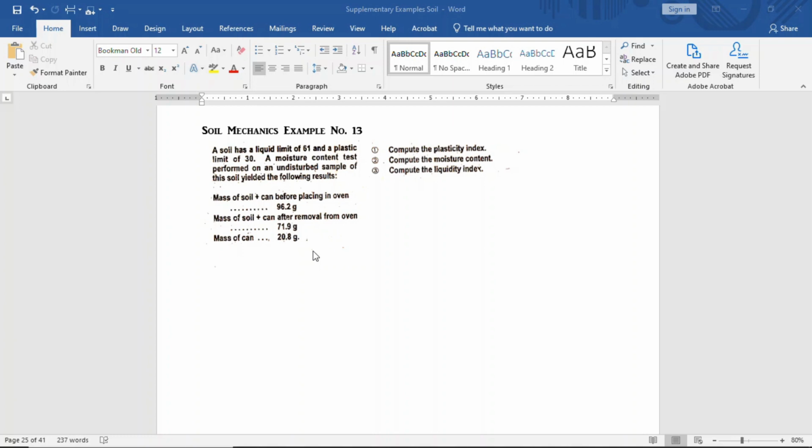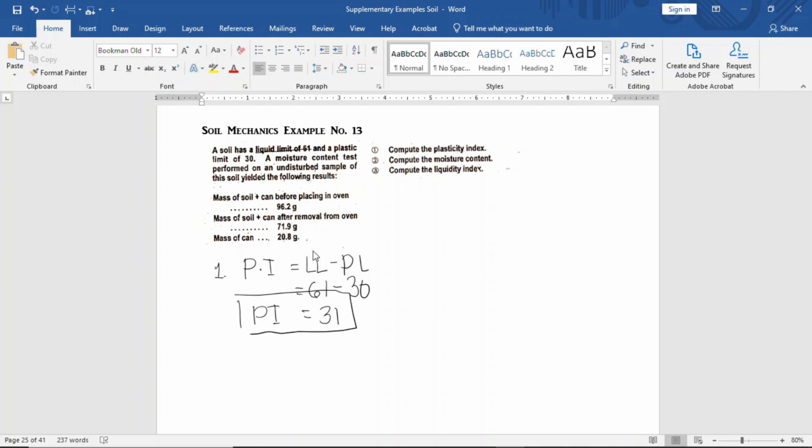So, number one muna tayo. Find the plasticity index daw. Yung PI, pinapahanap sa atin. So, anong formula natin para sa PI? So, PI natin is LL minus PL. So, given naman sa atin yung liquid limit. Ito, liquid limit natin is 61 and the plastic limit of 30. So, 61 minus 30 is equal to 31. So, ang plasticity index natin is 31.